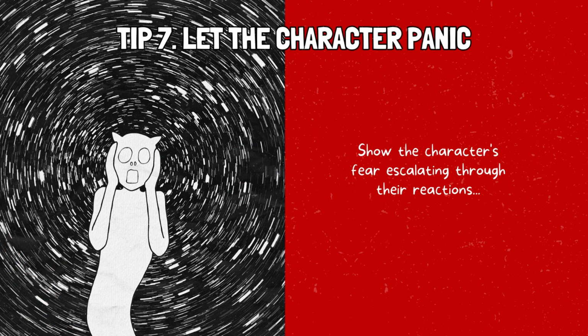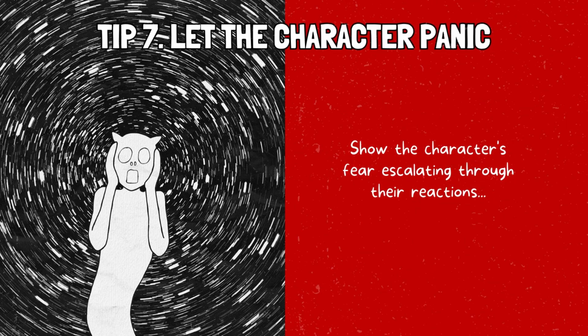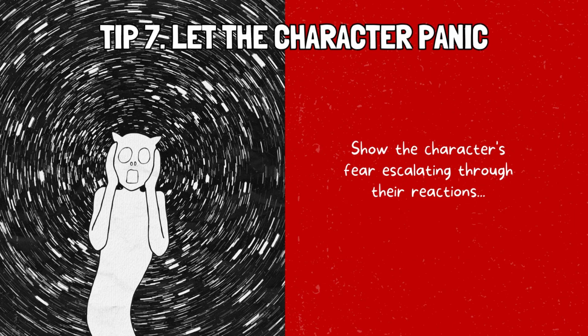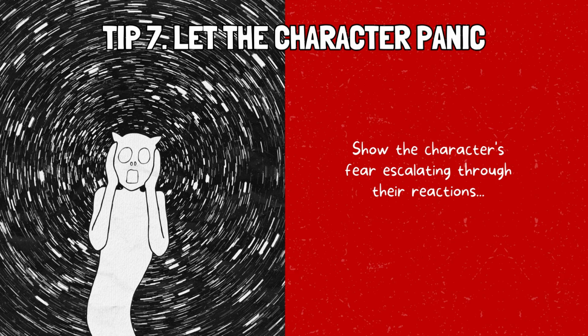Tip 7. Let the character panic. Show the character's fear escalating through their reactions. Sweat on their brow, shaking hands, racing heartbeat. These internal cues draw the reader into the experience of the character's terror, making the scene feel more real.